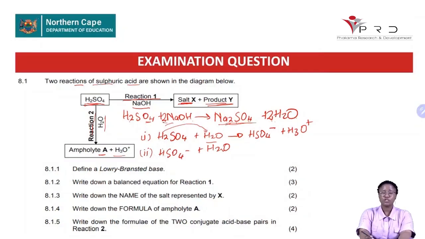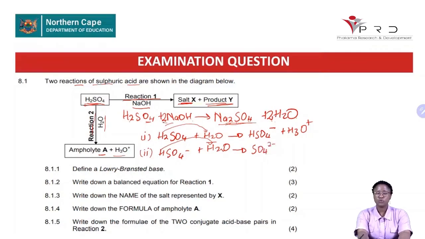The last hydrogen that is remaining is going to donate a hydrogen to water to form what we call SO4 2 minus. That 2 minus indicates that now H2SO4 has donated all the hydrogens, plus H3O plus. Okay, so I just wanted to write it down before I go to any questions. I must interpret this question like this so that it will be easier for me to answer the questions.